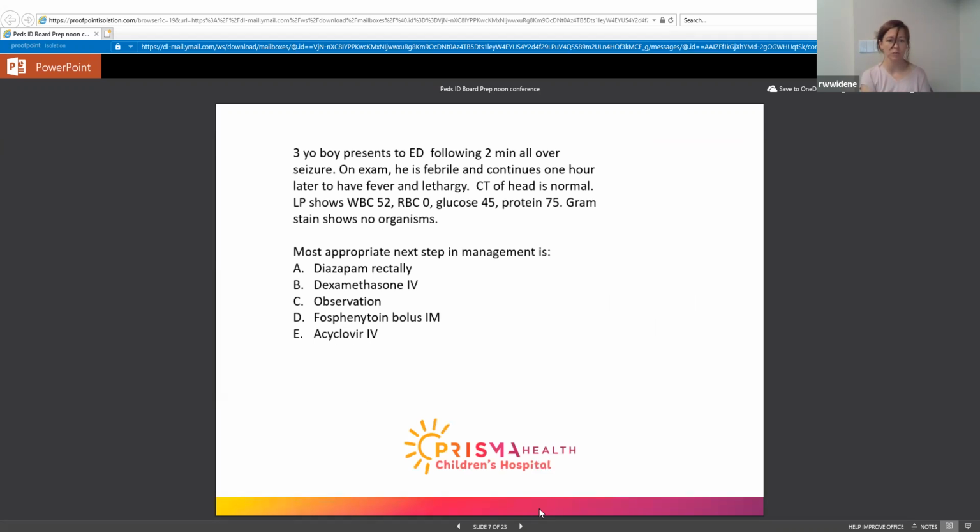Okay, a 3-year-old boy presents to the ED following a 2-minute all-over seizure. On exam he has a fever. He continues 1 hour later to have fever and lethargy. CAT scan was normal. LP shows white cells of 52, red cells 0, glucose 45, protein 75. Gram stain shows no organism. The most appropriate next step is diazepam rectally, dexamethasone, you observe, fosphenytoin, or acyclovir IV.